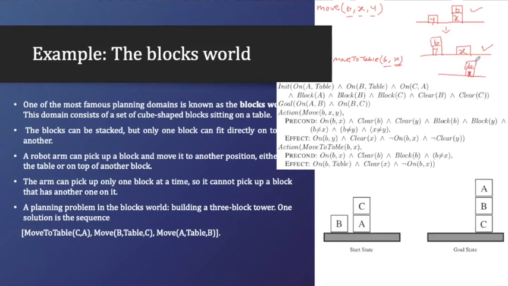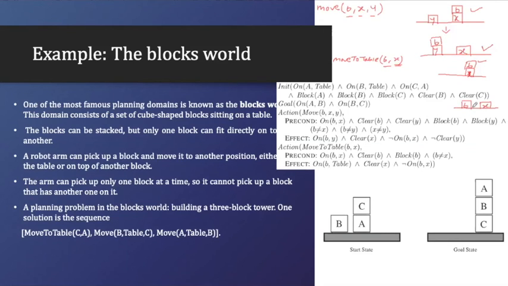B is clear, means on top of B there is nothing. B is a block and B is not equal to X. So B is not equal to X. Now what is the effect? The effect will be when I do that. So what will it look like? It will look like this. There is a block X, and when I perform this action, this block B should be on the table, right?